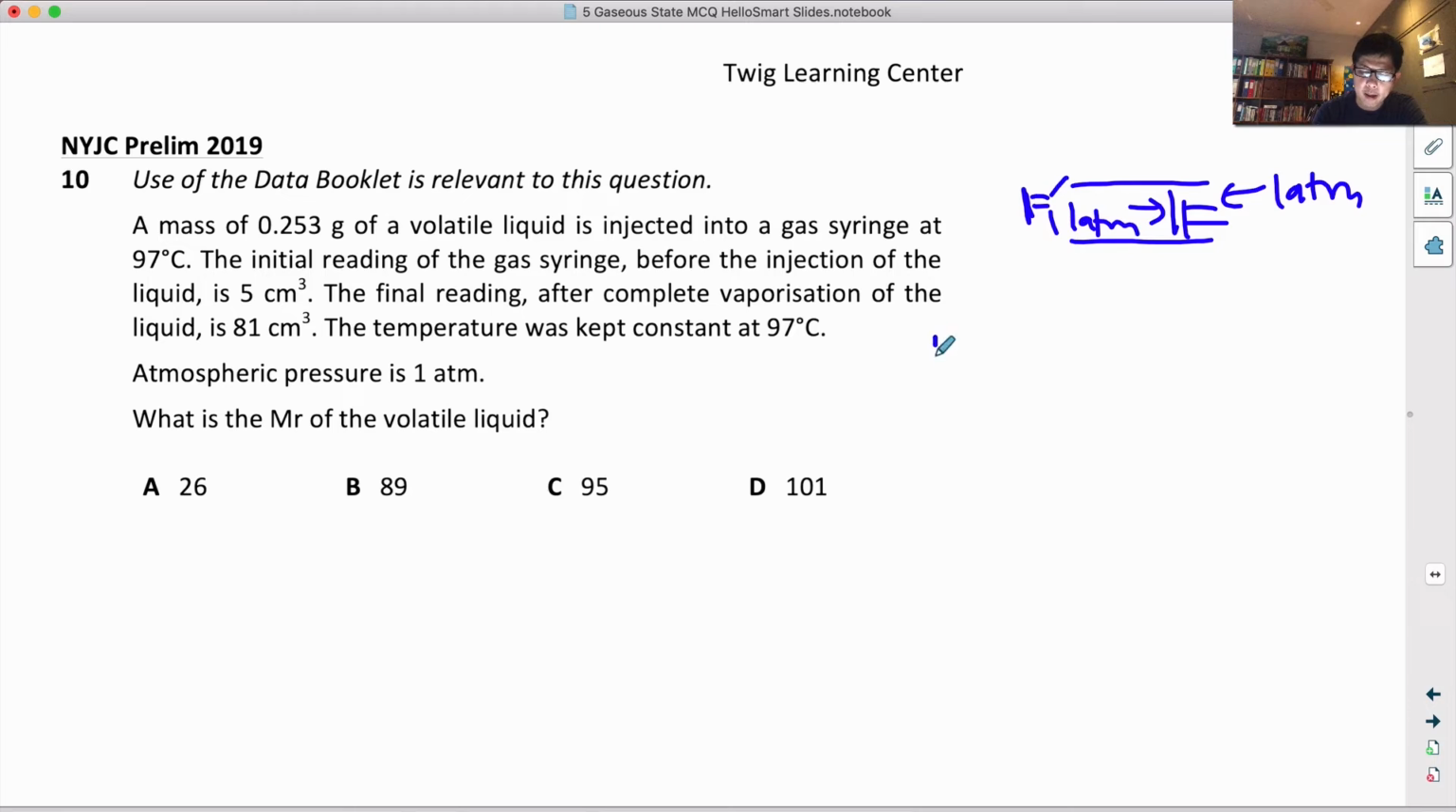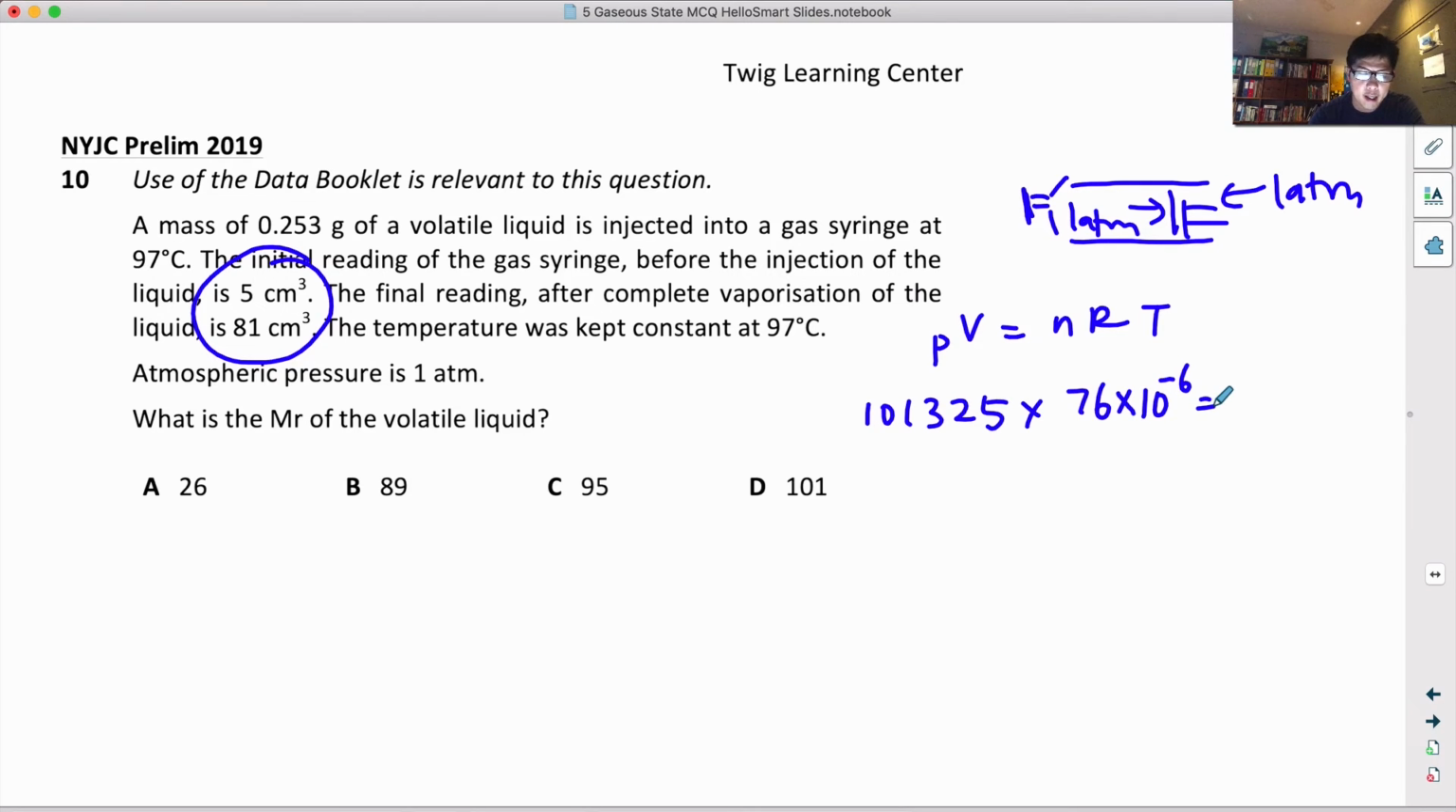So we're going to just apply the formula PV equals nRT. So what is the pressure of the gas? The gas is actually 1 atm, so I'm going to use 101,325. The volume is actually the difference between 81 and 5, so it's 76. So 76 I convert to meter cube, times 10 to the power minus 6, cm cube to meter cube.